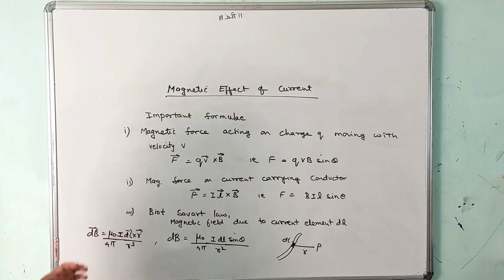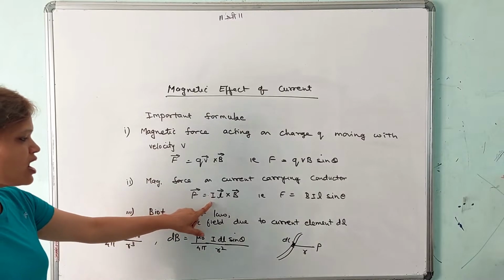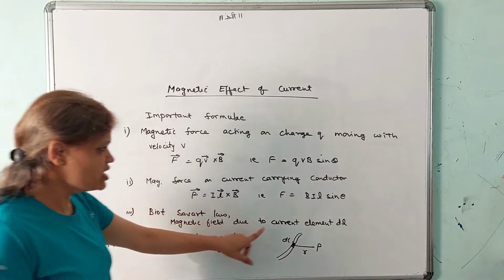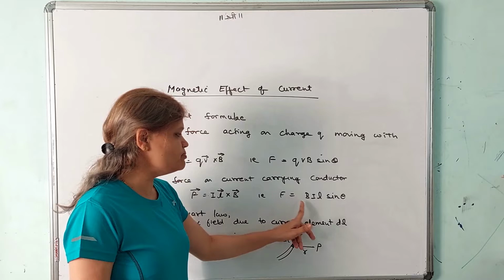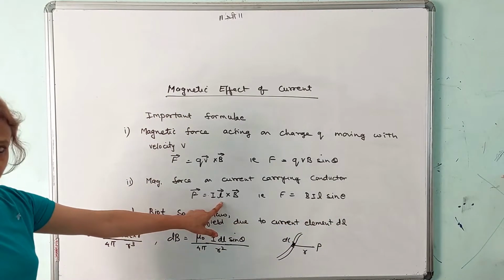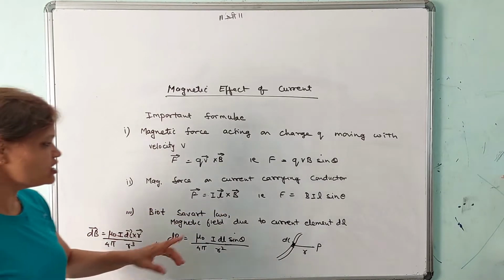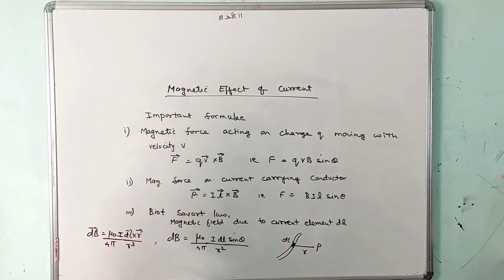Now if we consider a current carrying conductor having current I, then the force acting on it is F equals I L cross B in vector form. The magnitude form is B I L sin theta, where theta is the angle between the vector B, that is the direction of the magnetic field, and the length.